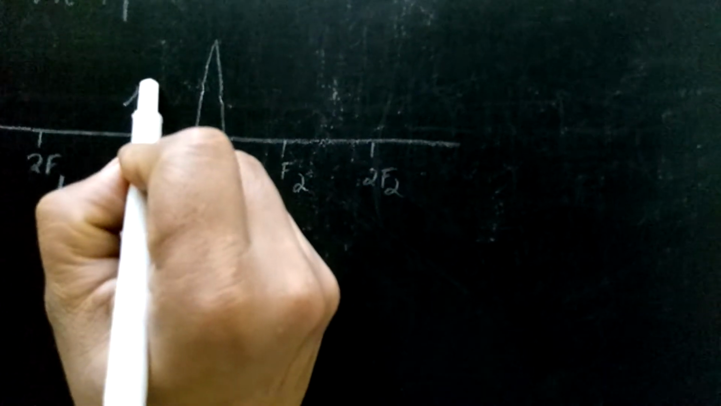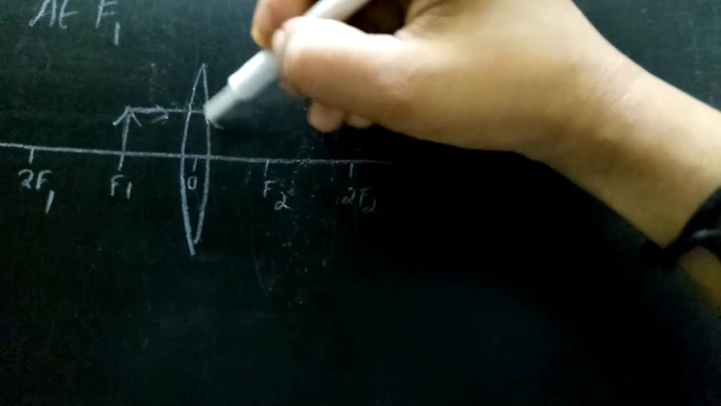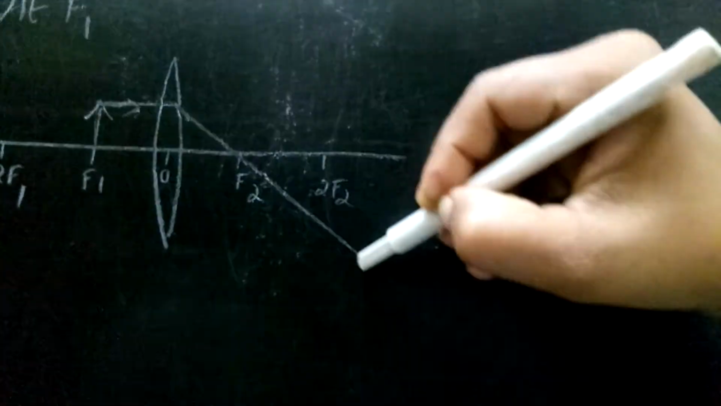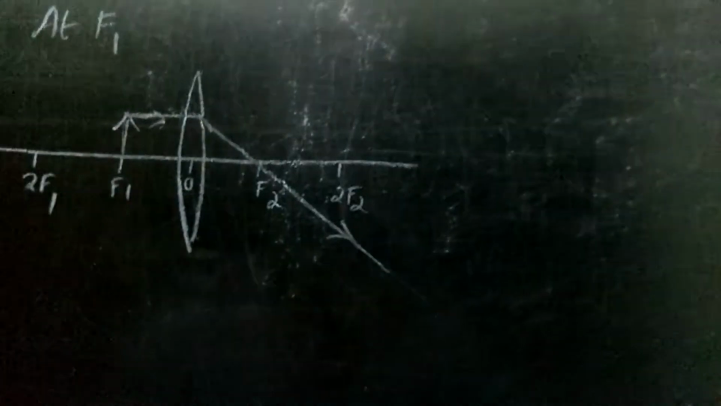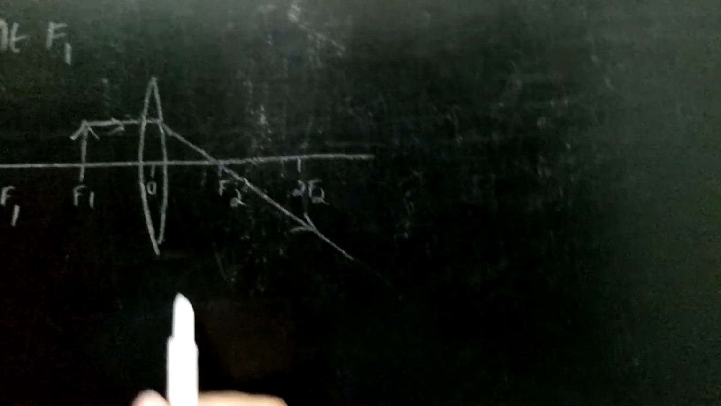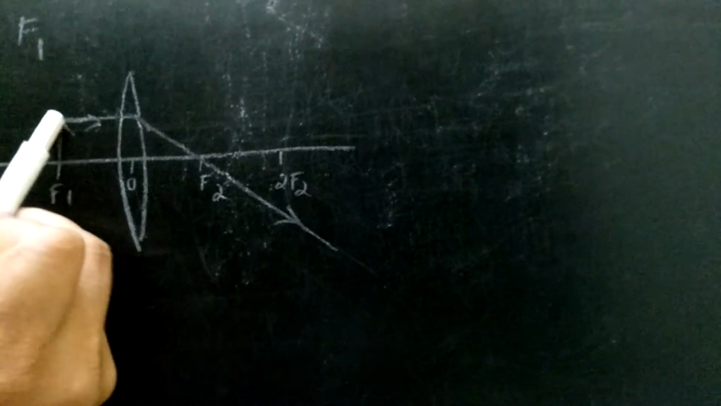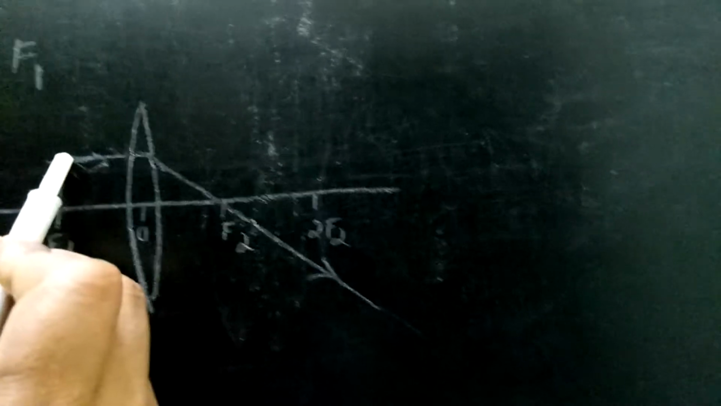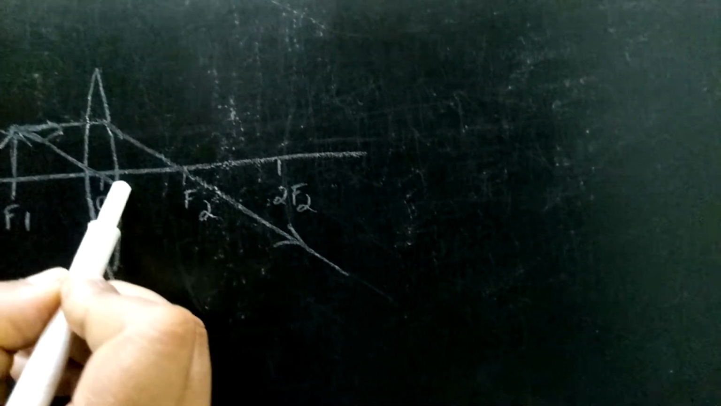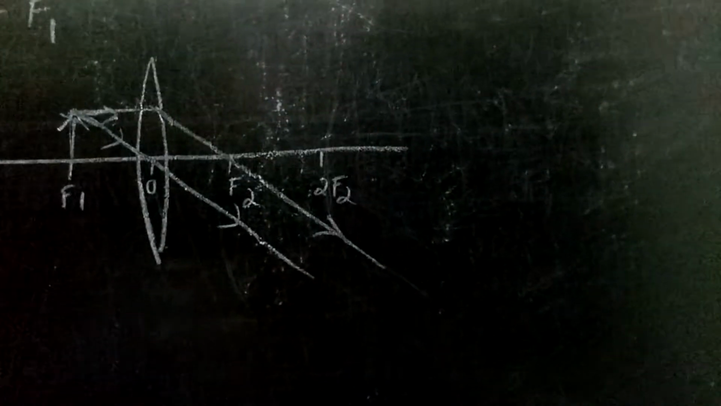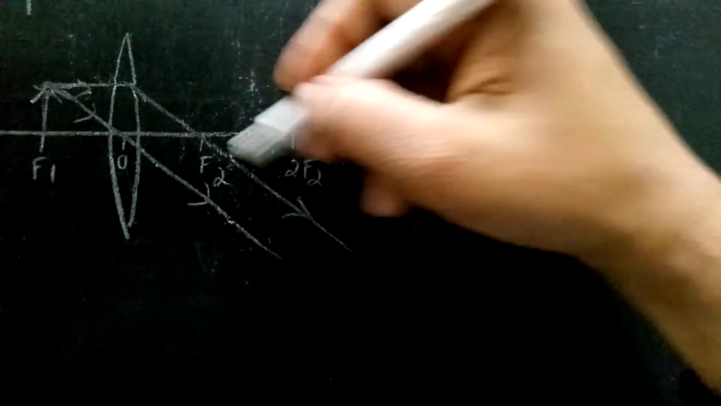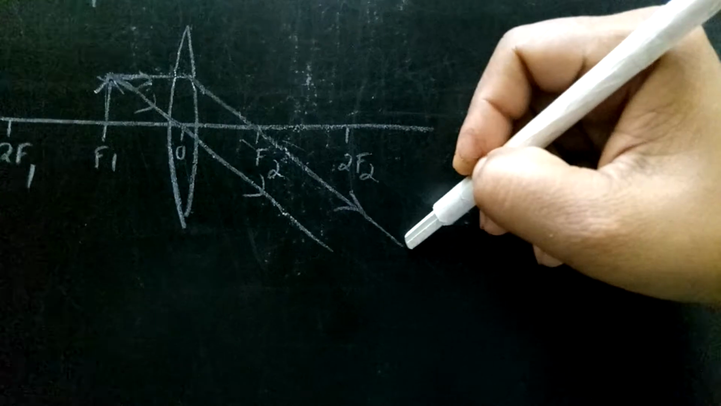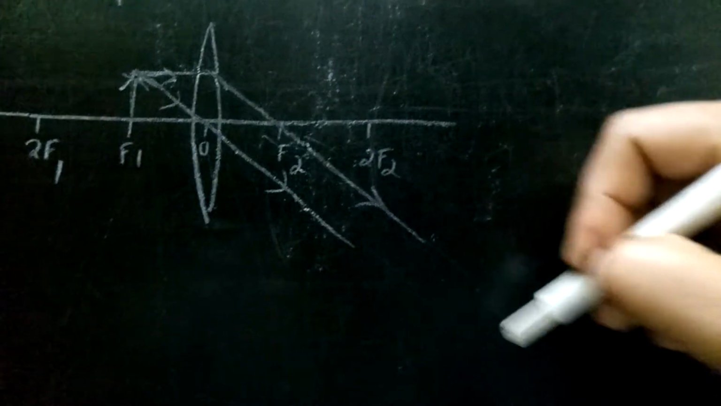Now when the object is at focus, the first light ray parallel to the principal axis, after refraction, passes through the principal focus. That means F2. The second light ray passes through the optical center. So the two refracted light rays are parallel to each other. So these light rays may meet at infinity.